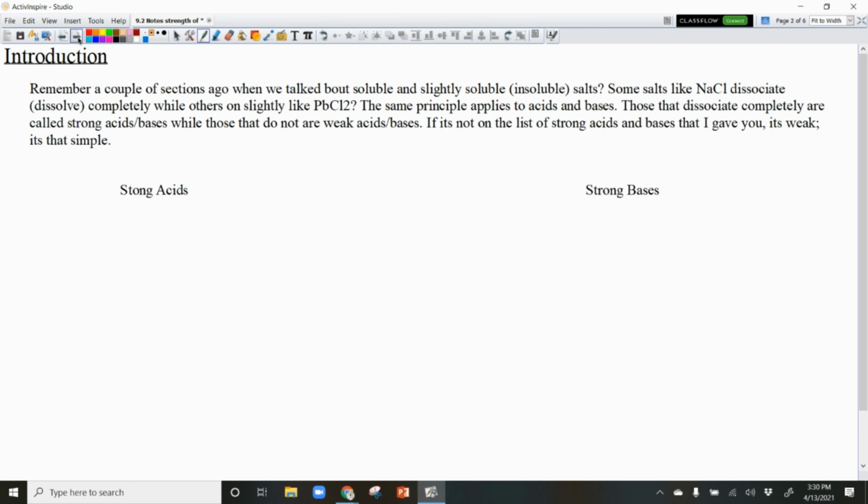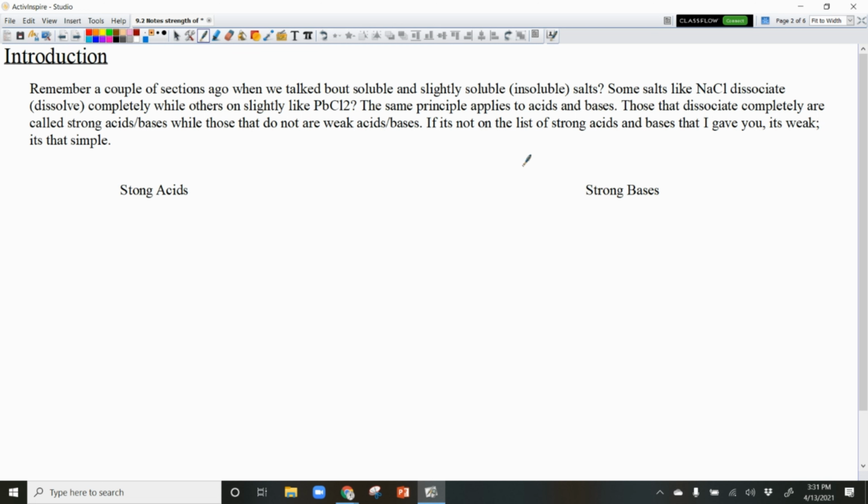Remember a couple of sections ago when we talked about the solubility or the insolubility of salts? We called that slightly soluble because we said there's really nothing that's totally insoluble. And we used the ICE charts. And some salts like NaCl dissociate completely, 100%, while others like PbCl2 don't. Well, the same principle applies to acids and bases.